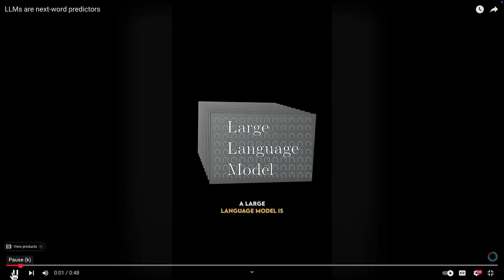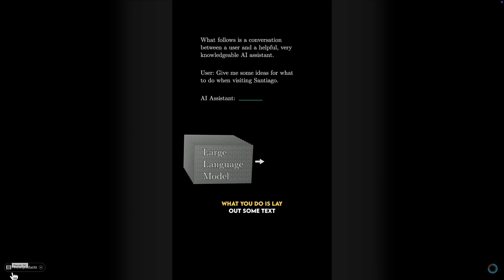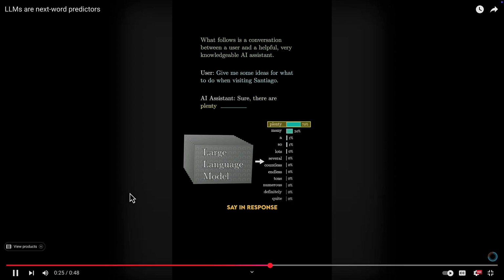A large language model is a sophisticated mathematical function that predicts what word comes next for any piece of text. To build a chatbot, what you do is lay out some text that describes an interaction between a user and a hypothetical AI assistant. You add on whatever the user types in as the first part of that interaction, and then you have the model repeatedly predict the next word that such a hypothetical AI assistant would say in response.